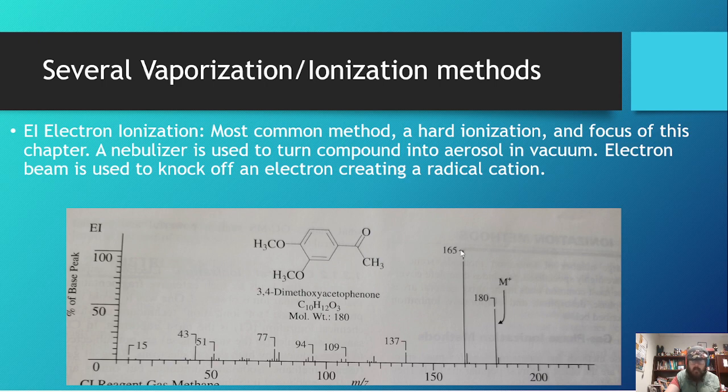So 165 is where we're losing a methyl group, either cleaving here, or here, or here. There are lots of different methyl groups we could lose to form 165. This one is a particularly stable one, because we are allowed to resonate that carbocation through the ring, and so we see a lot of 165. But the farthest right peak that's the highest is our molecular ion.